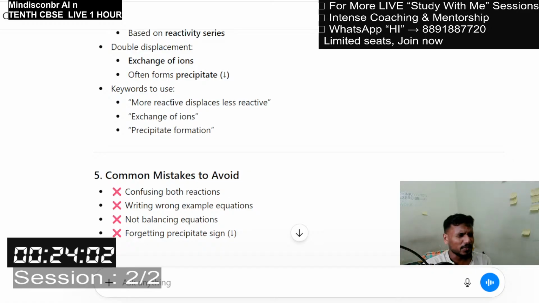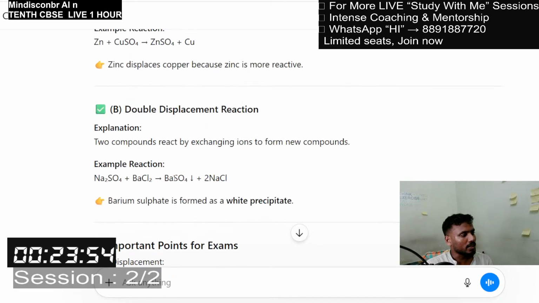Always remember that the downward arrow sign is the sign for precipitation, precipitate formed. Remember this sign. Whenever you write this equation, you have to mention this arrow and write white precipitate. Even if you didn't write precipitate, since you have shown the downward arrow, that already means you know the sign of the precipitate, or you mentioned that barium sulfate is a precipitate.